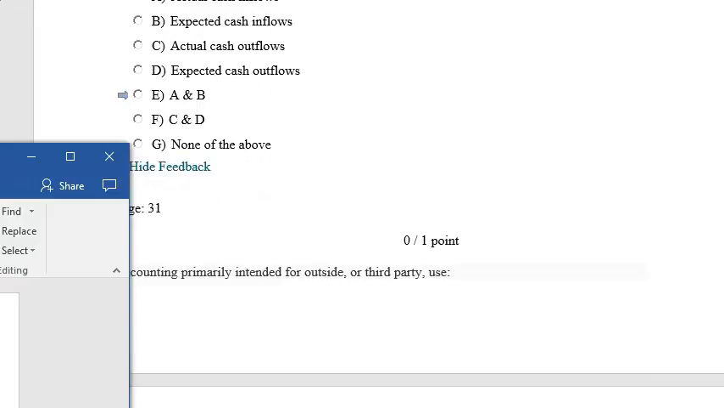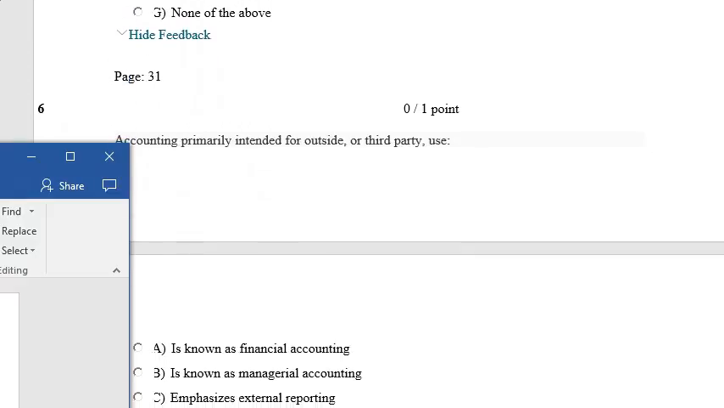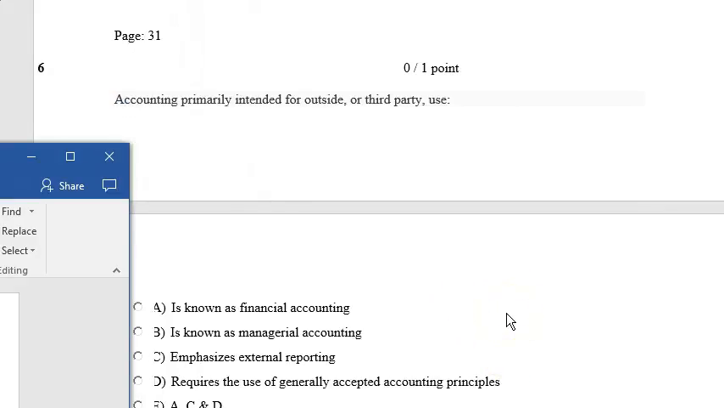Let's move on to our next sample question. The accounting primarily intended for the outside or third-party use. Again, those people looking at your organization from the outside. And is it known as financial accounting? Managerial accounting. Don't know about that one. C, emphasizes external reporting. That sounds good. And requires the use of GAAP, or generally accepted accounting principles.